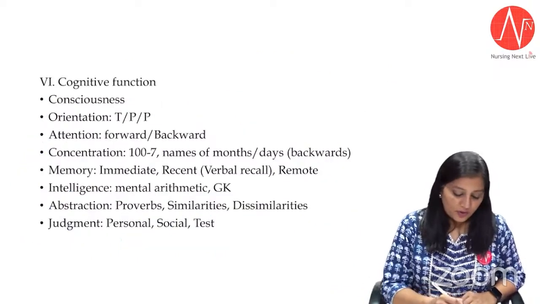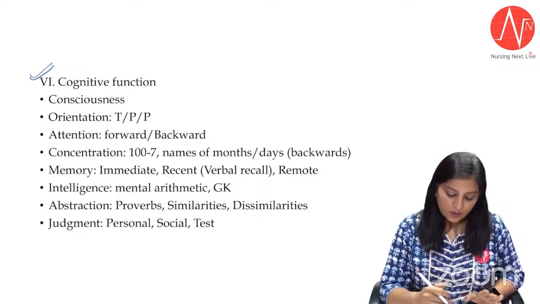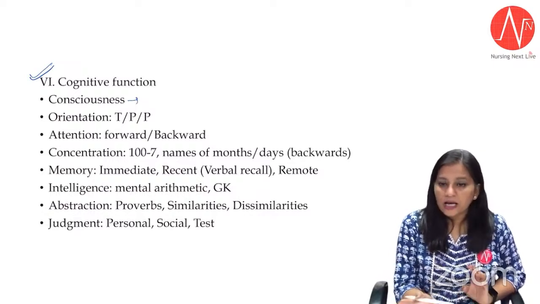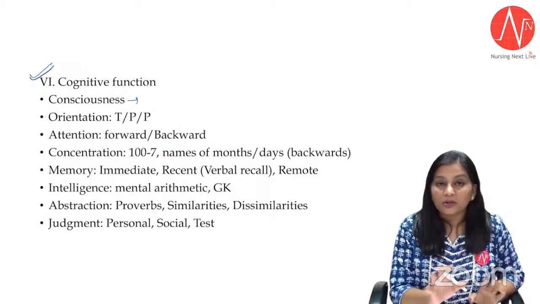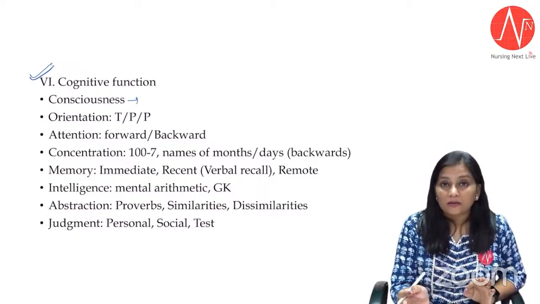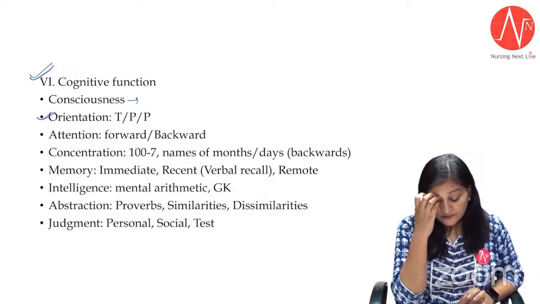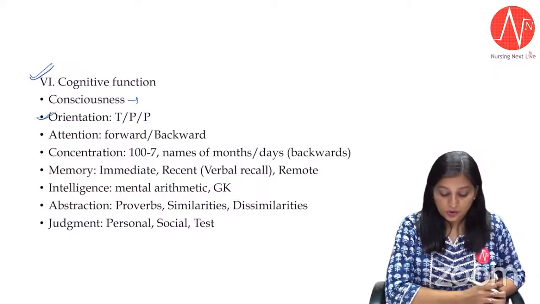Next is cognitive functions, or higher mental functions. In this, we assess consciousness, orientation, and all these things. For consciousness, there is no specific question to be asked. We have already seen that the patient is conscious, not unconscious or in a coma. Now, checking the orientation, we have to check whether the patient is oriented to time, person, and place or not.